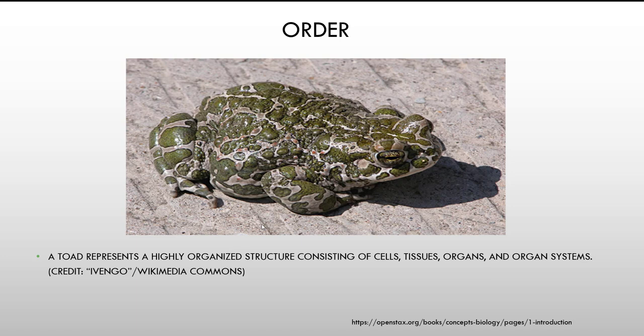It has tissues that are basically a collection of cells that perform the same function, and then it has the cells themselves. Each cell is the smallest unit of life. So our toad represents a highly organized structure. Life is ordered. It's a highly organized structure. Life is in order. So we are very complicated and organized.